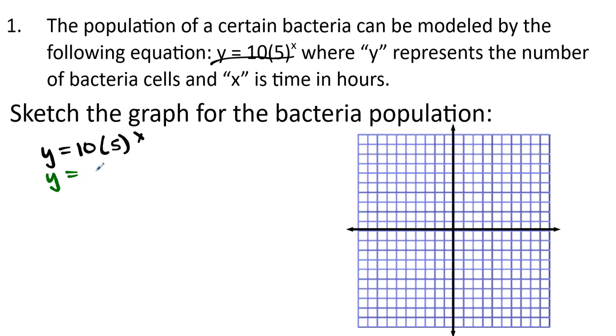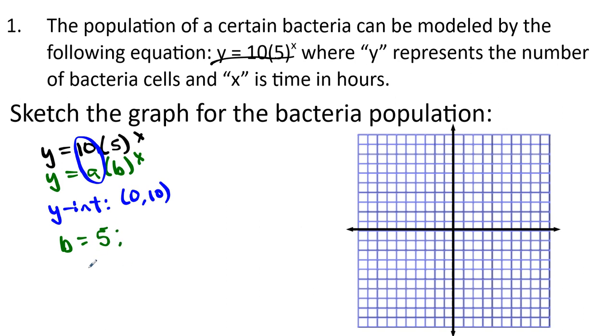Again, remember, what is your a and your b value? Because that'll tell you some key things we need to know. So our a value is going to be 10. So our y-intercept is 0, 10. And then, of course, now we got to look at our scale factor, which is 5, which is definitely greater than 1. So we call this a growth factor. Okay, so these bacteria are growing over time.